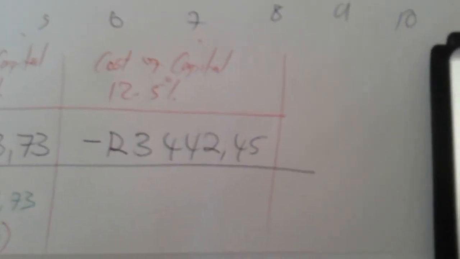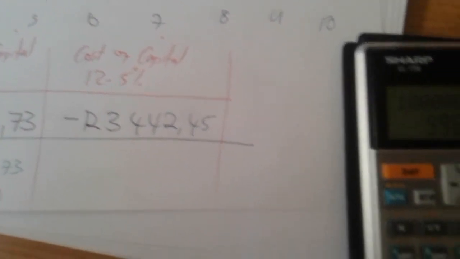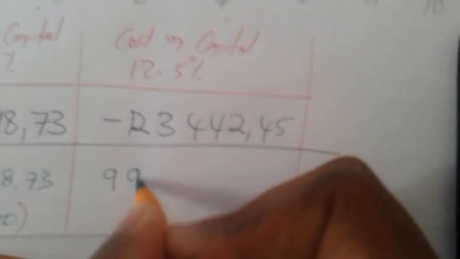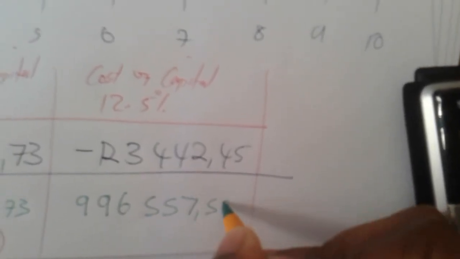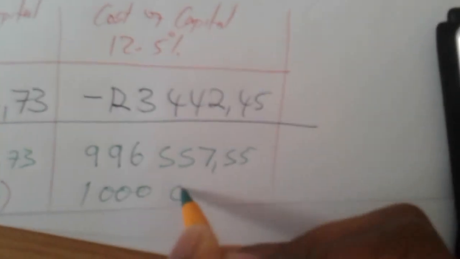Why? Because our NPV is negative. So it means 1 million minus 3,442.45 is equal to 996,557.55. So the PV of cash inflows is equal to 996,557.55. And if you minus 1 million, there you go, you will see that you get a negative number.